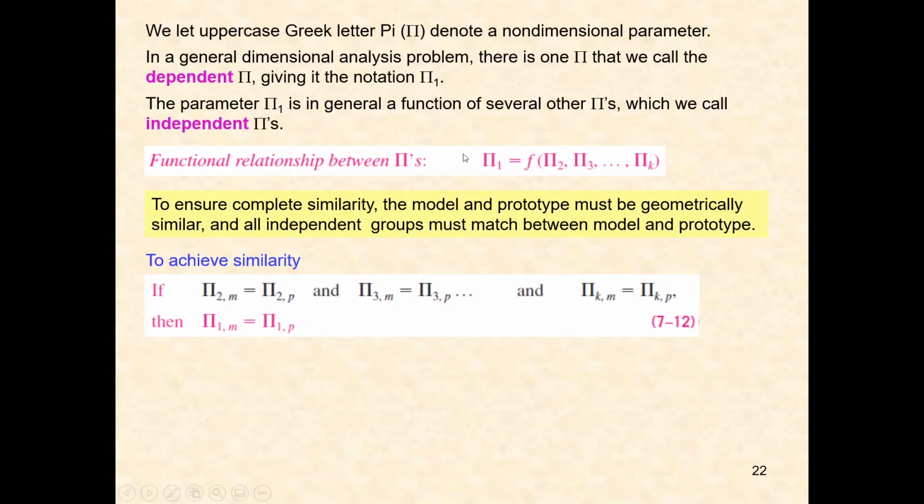For example, this is the parameter that we want to find, and it is a function of these. So these are all the inputs that you put, and it will give you the output. To ensure complete similarity, the model and prototype must be geometrically similar, and all independent groups must match between model and prototype. So all of these pi for the model and prototype must match, for all of the different variables pi 1 until pi k.